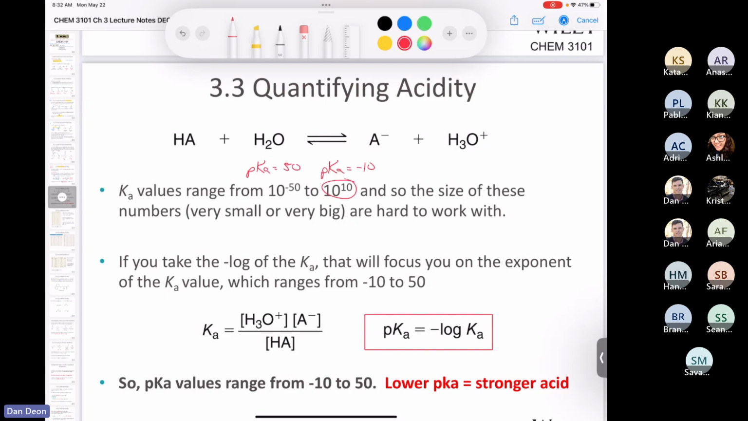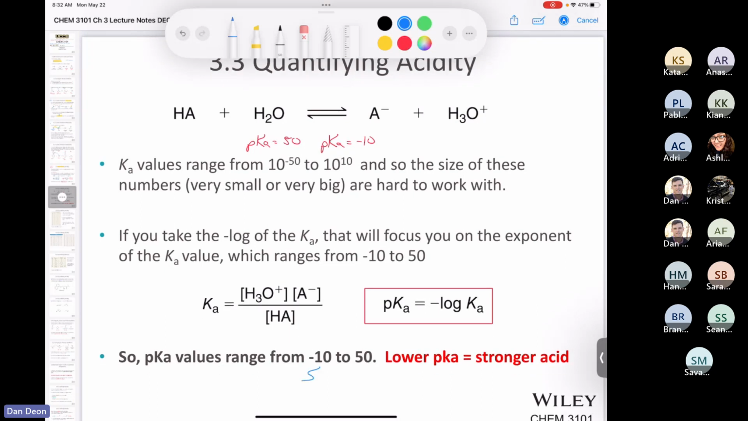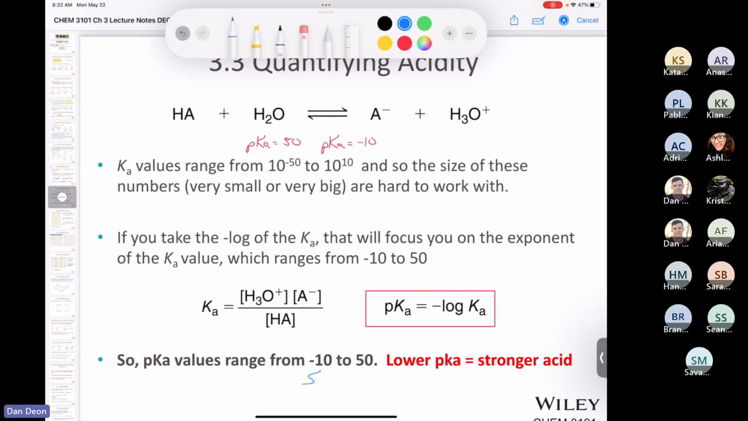The greater the Ka, the stronger the acid. So if you have a low pKa, that means you've got a strong acid. Low pKa equals stronger acid. High pKa equals a weaker acid.